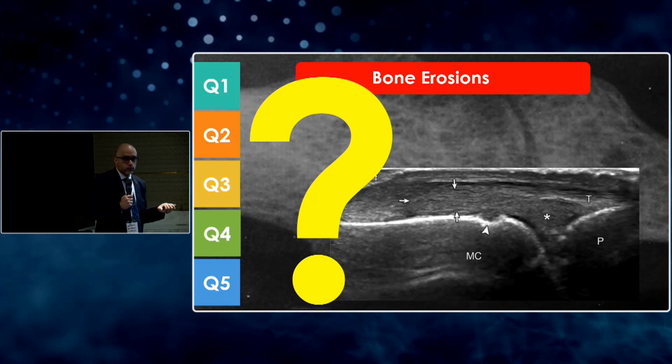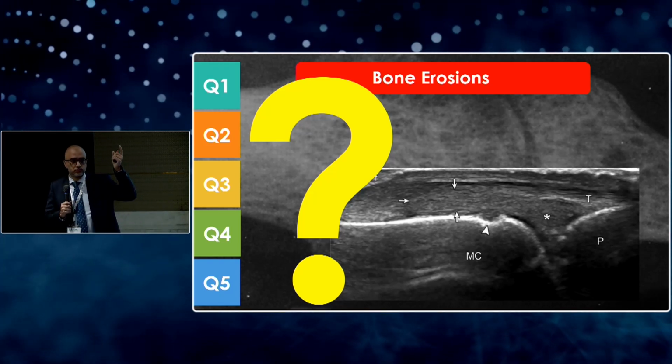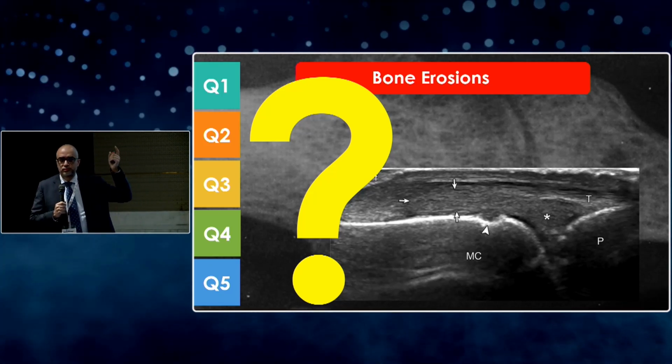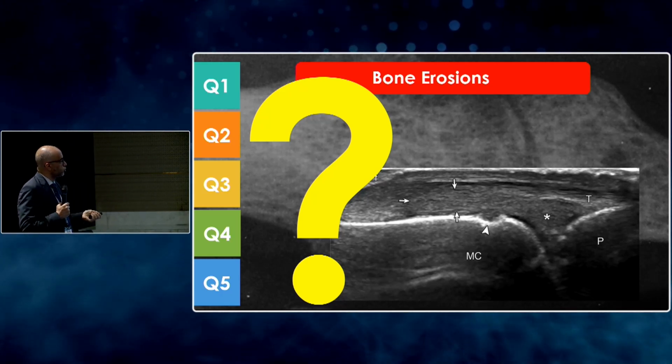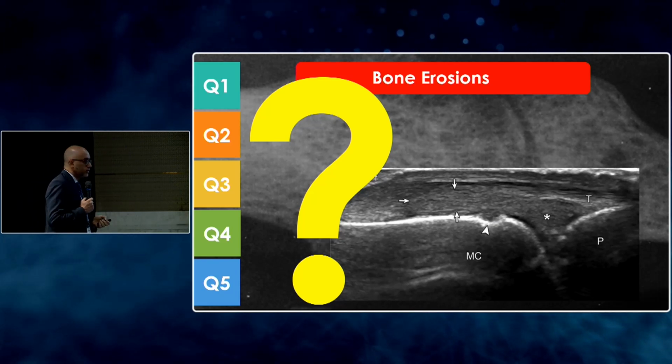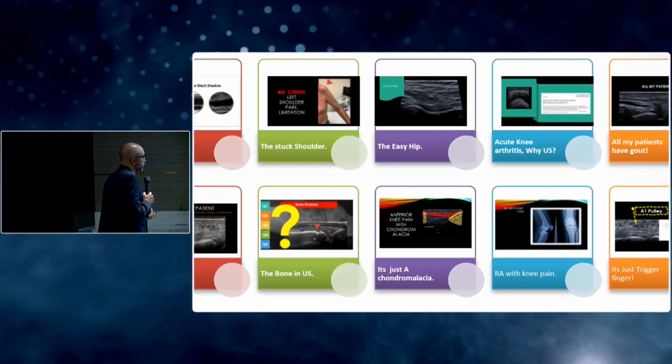So is this an erosion or not? Who said erosion? Who said not erosion? Okay, good. So this is not erosion. This is the middle of this dorsal. Deep to the dorsal cells, this is just a cortical notch, not an erosion.